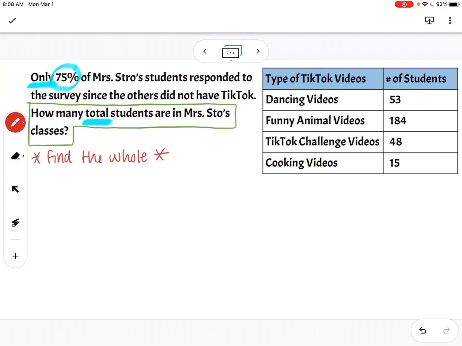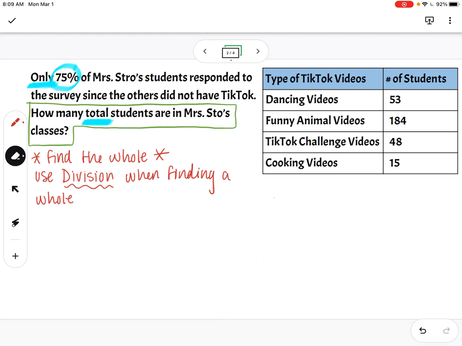Stroh's classes? And remember, guys, when we are finding a whole, when we're solving percent problems, we are going to use division when finding a whole. And the reason why is because that is going to give us the entire picture.